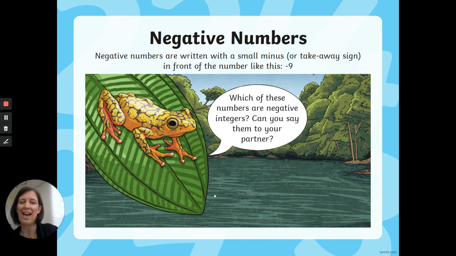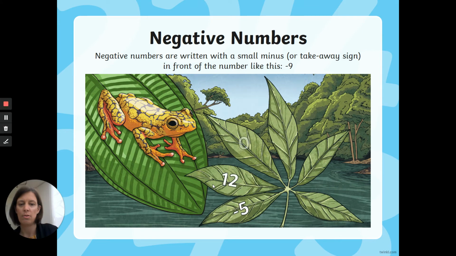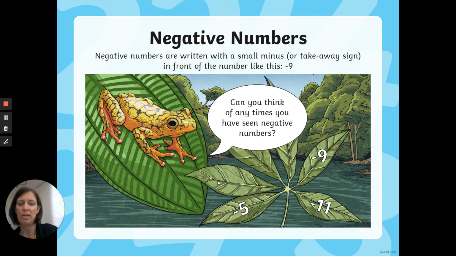Which of these numbers are negative integers? So you're going to have a look at some numbers in a minute. Can you work out which of them are negative numbers? Okay, so pause the video now while you have a little look at these numbers. Which of them are the negative numbers? Well done if you picked out -5, -11 and -9. Have a think about, where do we see negative numbers? What kind of places might we see negative numbers being used?